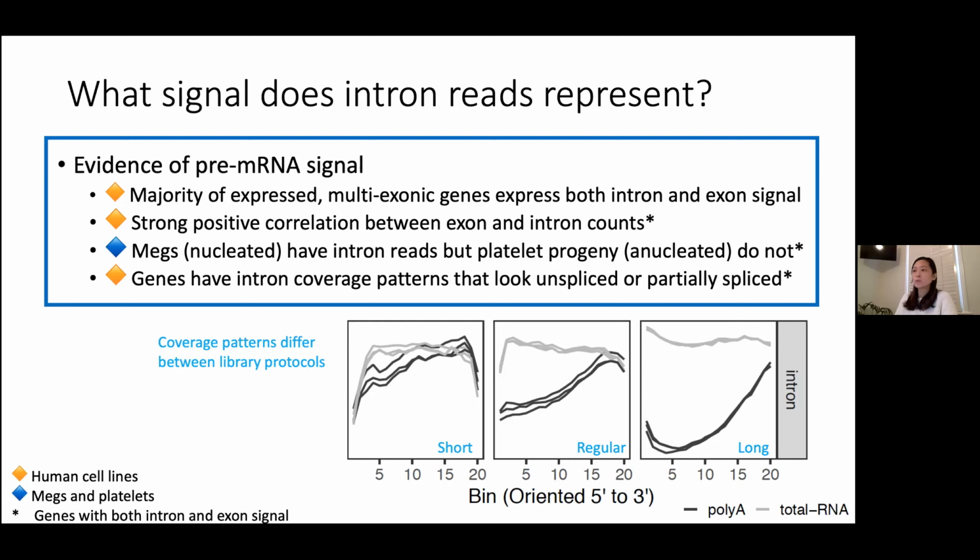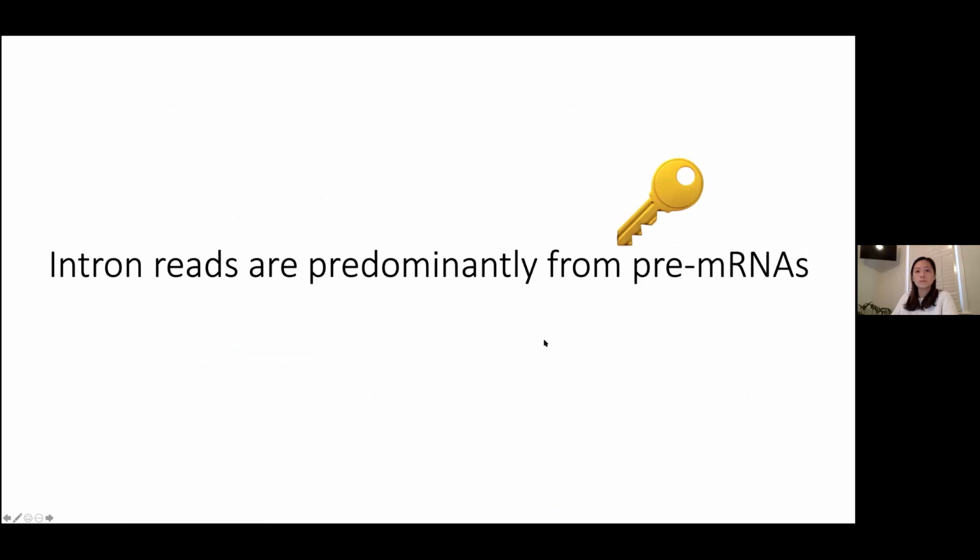So if we purely look at this, we can go, well, not sure which one to trust in terms of the different library protocols, because they are meant to be the same biological sample, but the patterns show that it looks like the gene is unspliced or partially spliced in the intronic region. So that's where we're like, all right, let's just assume, based on all that information, that intron reads are predominantly from pre-mRNAs.